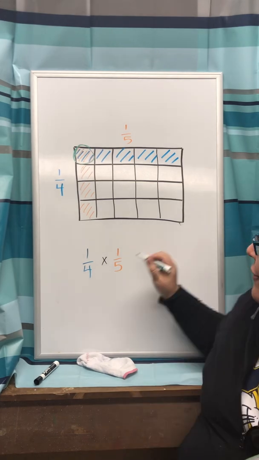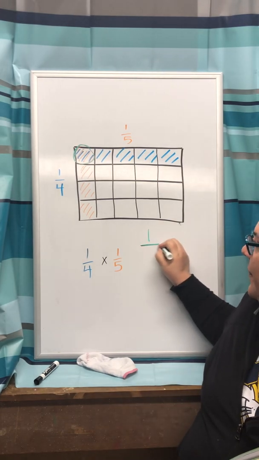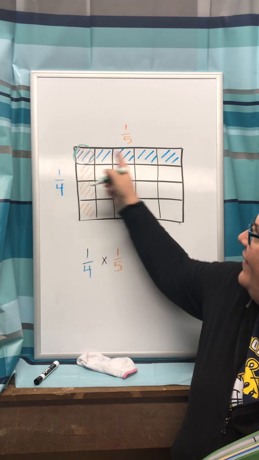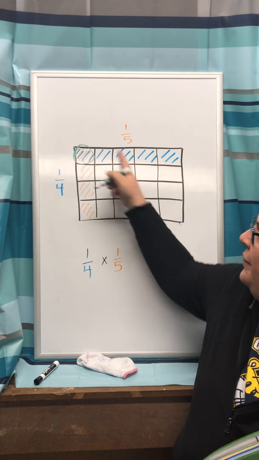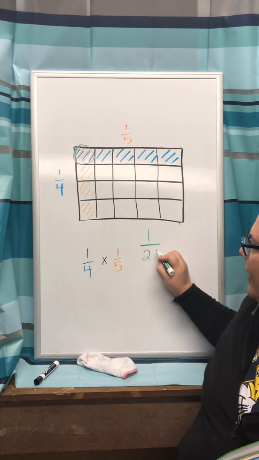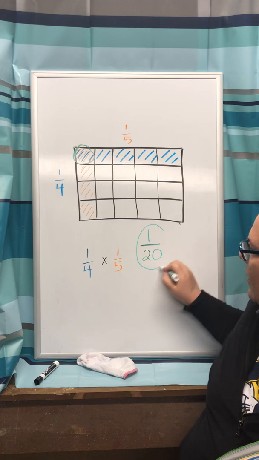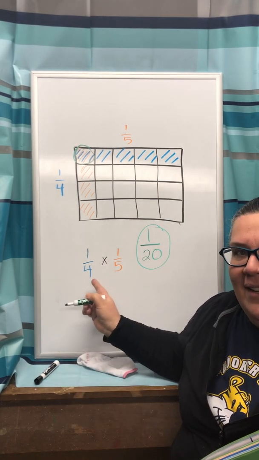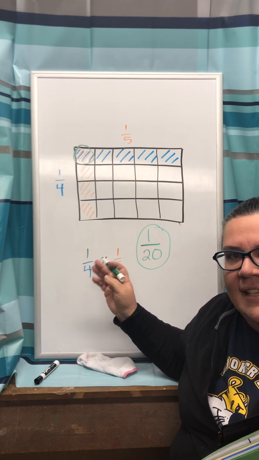So I have one box out of how many total boxes in the grid? Well, if it's 5 per row, it's 5, 10, 15, 20. So my answer is going to be 1/20.